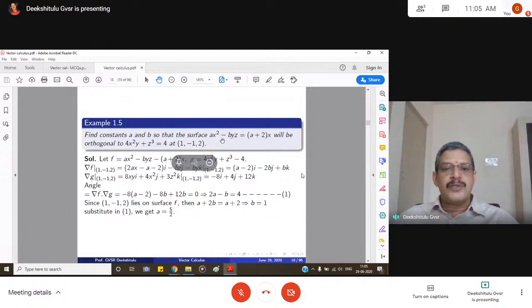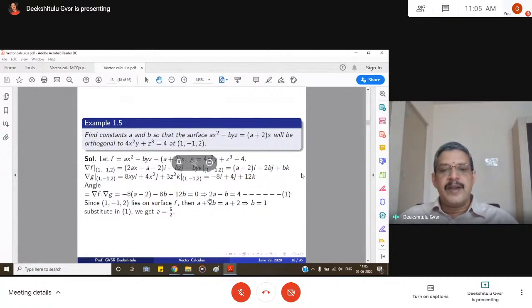So I want these two normals to be perpendicular to one another, because I want the surfaces to be orthogonal. Orthogonal means perpendicular to each other. So del f dot del g is equal to the dot product: -8 into (a - 2), plus 4 into -2b, which is -8b, plus 12 into b, 12b. If you simplify this, we get 2a - b = 4.